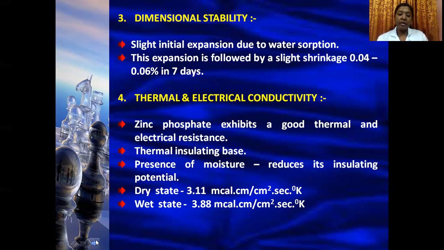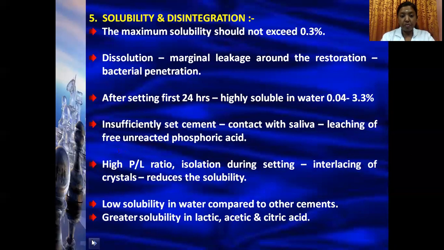The value for the electrical and thermal conductivity in a dry state is about 3.11. In the wet state, it is about 3.88. Coming to the solubility and disintegration, for any dental cement, ideally the maximum solubility should not exceed 0.3%. However, zinc phosphate should not be placed on the cavo surface margins, because once it is exposed to saliva or oral fluids, it will dissolve.